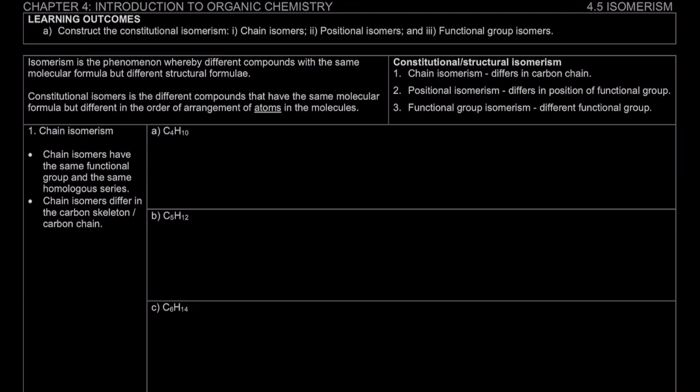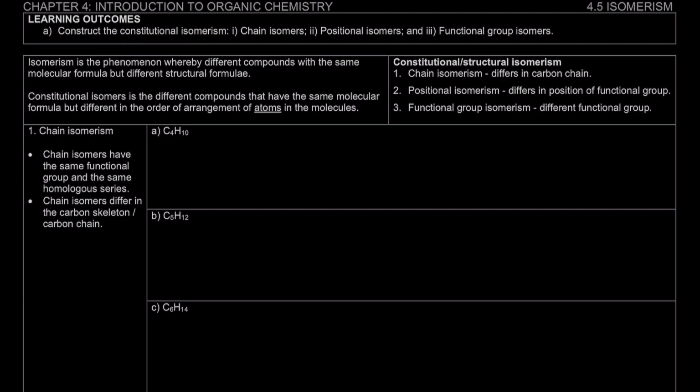In this video, we're going to learn to construct the constitutional isomerism, which is chain, positional and functional group isomers. Okay, so what is meant by isomerism? The name of our subtopic. It is the phenomenon whereby different compounds have the same molecular formula but different structural formula. So for our syllabus, the isomers that we're going to learn is only constitutional isomerism.